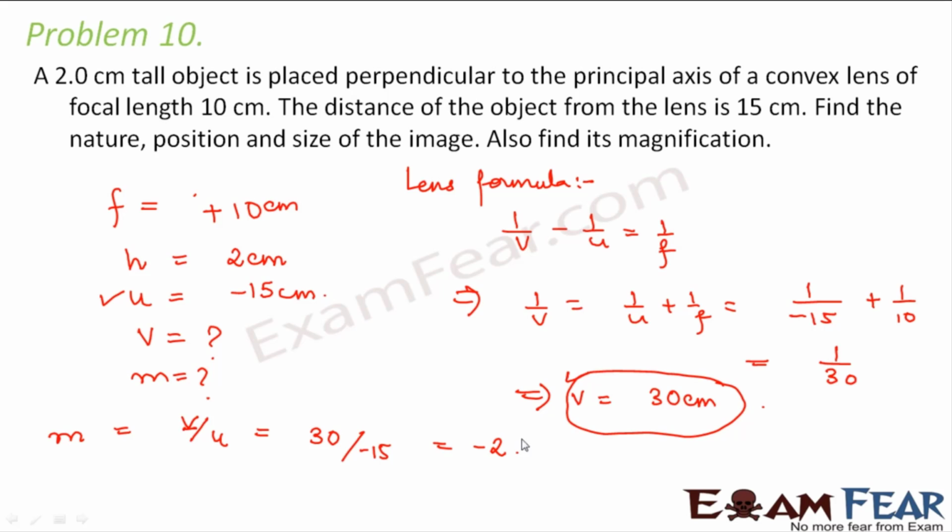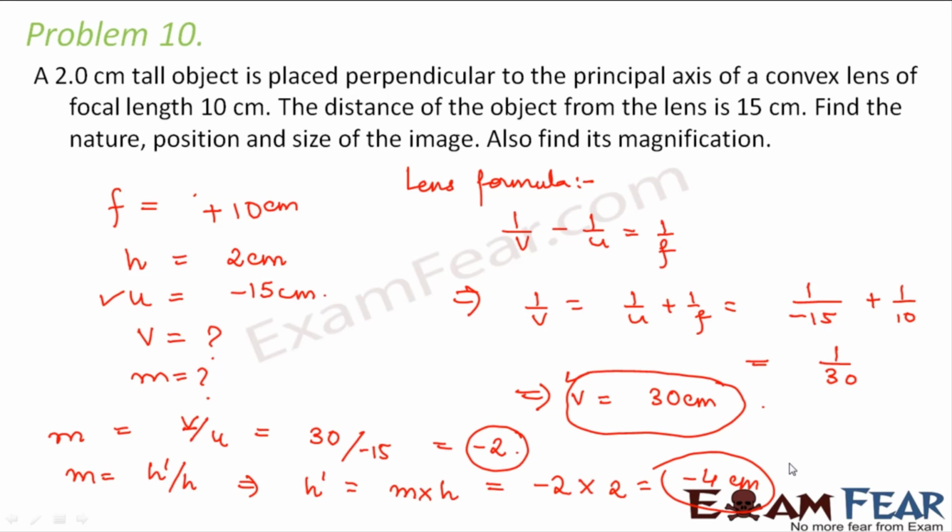So we found out the magnification, now using this we can find out the height of the image. So height of the image H dash becomes equal to magnification into height of the object, that is equal to minus 2 into 2 centimeters, that is minus 4 centimeters. So the size of the image is 4 centimeters and the nature of the image is real and inverted. So what kind of image is formed? Real, inverted, enlarged, and the location of the image is 30 centimeters from the optical center.